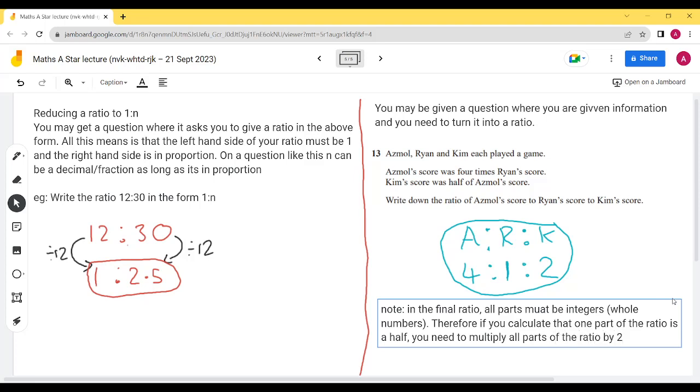So say, for example, if it said Asmil had 3 times as many as Ryan and Kim had half of Asmil. So you'd end up with 3 to 1 to 1.5 because 1.5 is 3 divided by 2. And so all you would do in that case is multiply all parts of the ratio by 2 so that Kim becomes a full number and you'd end up with 6 to 2 to 3. So it's just something to be aware of. It could happen in the exam like that and give you an extra step to this question.